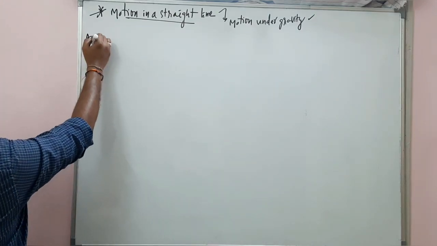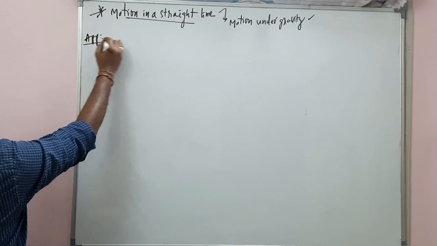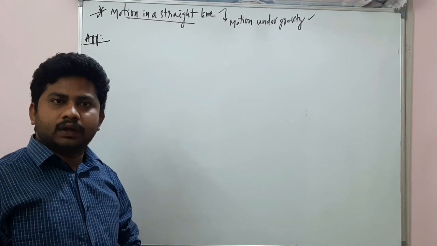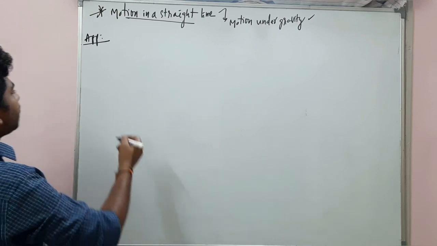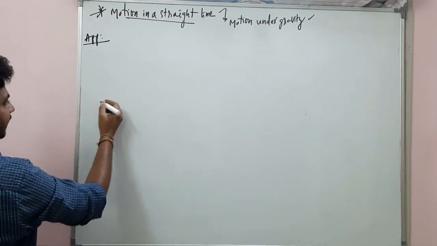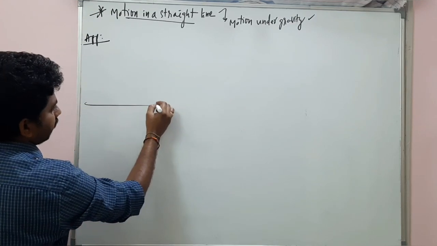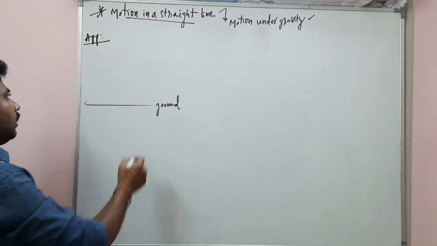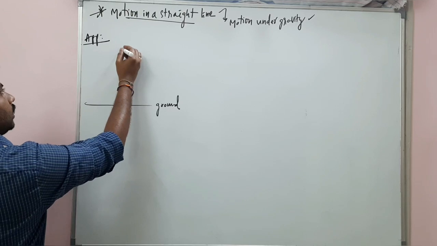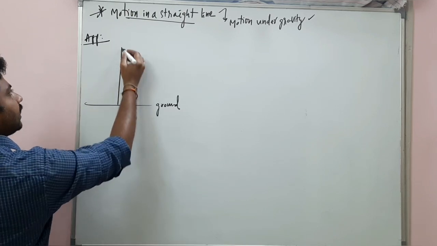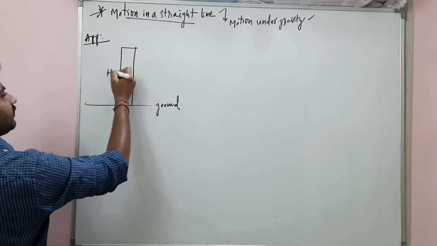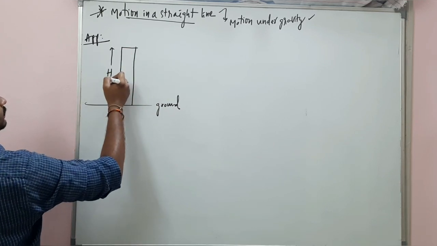So, I would like to continue the applications of motion under gravity. Let's look at this application here. This is a commonly asked question in the NEET exam. So this is the ground. Carefully see. There is a tower of height H. So what is the height of the tower? H.